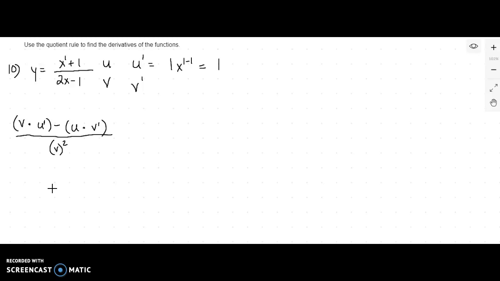On v here we have 2x minus 1, so we're going to do 2 times, our exponent is also 1 here on x, so 2 times 1 times x to the 1 minus 1 power. This is going to equal, well, we notice here we also have x to the 0 power, which happens to be 1, so 1 times 1 is 1, and 2 times 1 is 2. Now notice I didn't do anything here with the constant, the plus 1 or the minus 1, because the derivative of a constant is always 0.